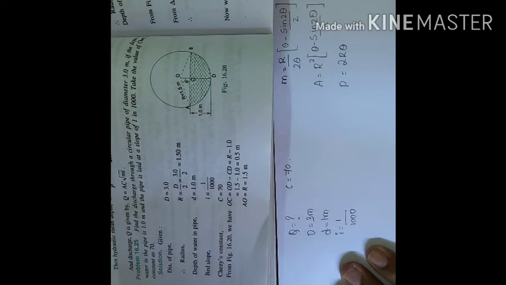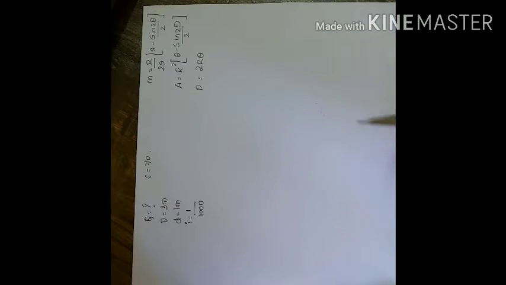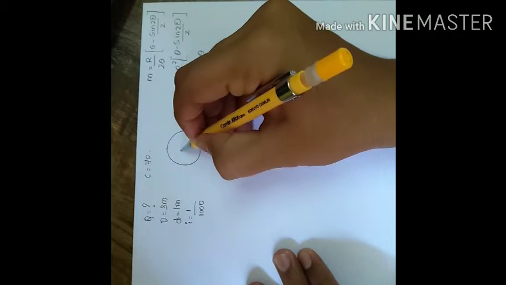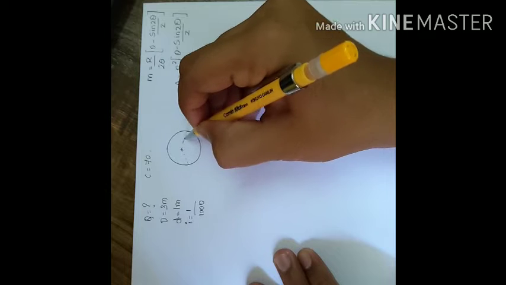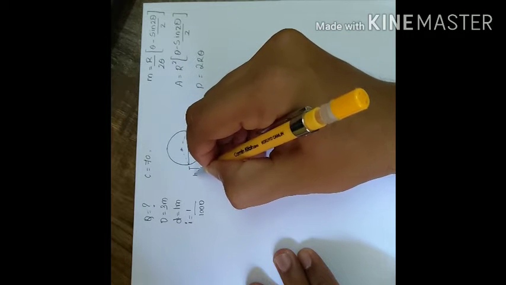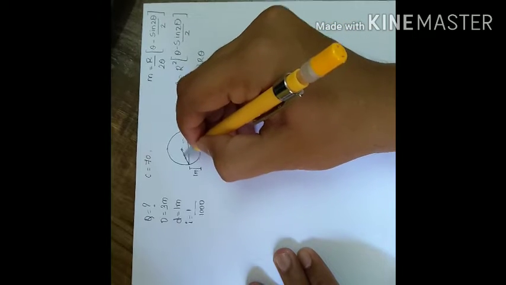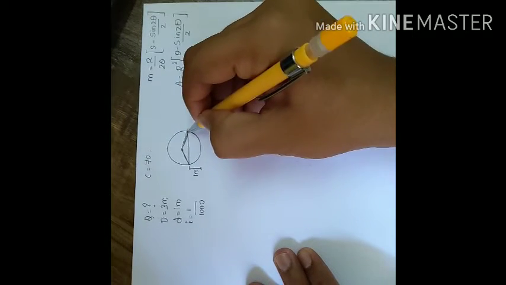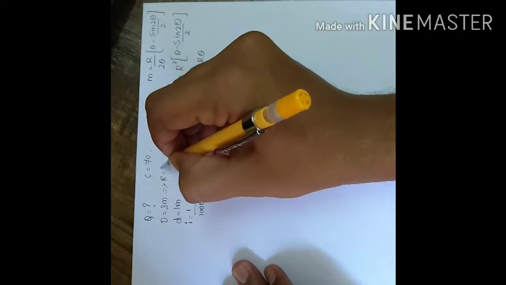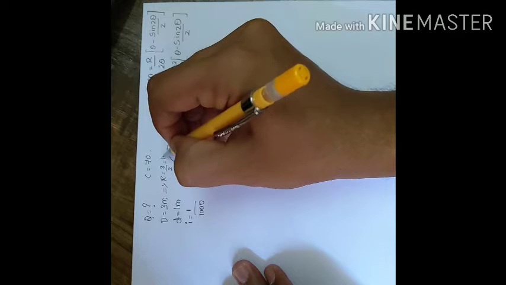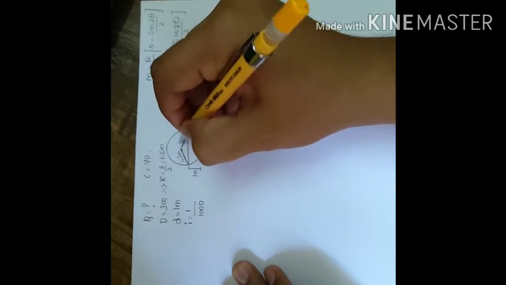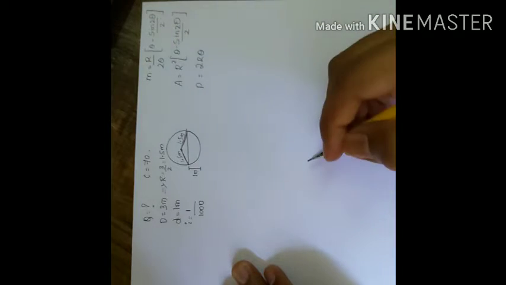So first and foremost, we shall put the circular diagrammatic representation. The water is up to here. The depth of water is given as 1 meter. The radius is not given, the diameter is given. So the radius can be written as 3 by 2, that is 1.5 meter. So this will be 1.5 meter.